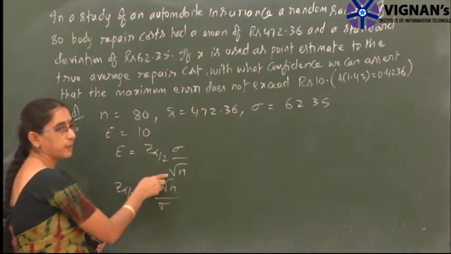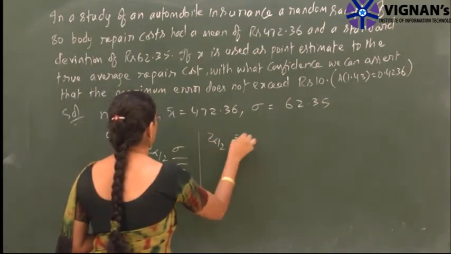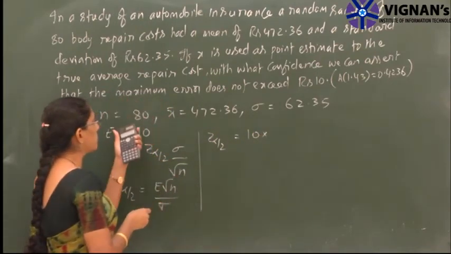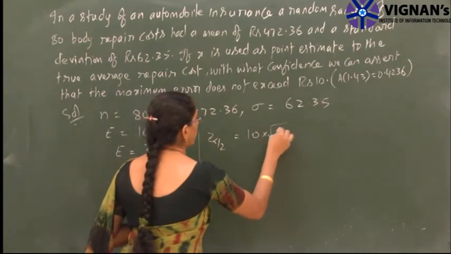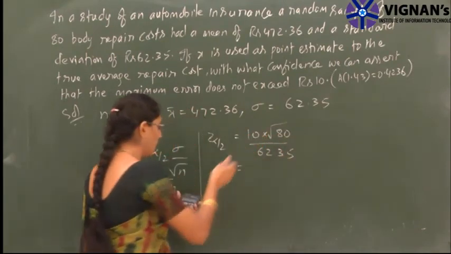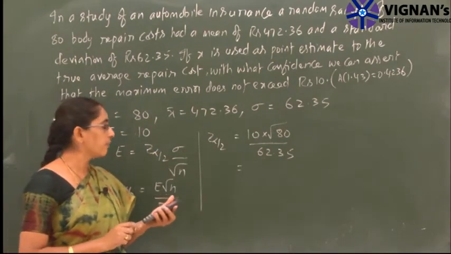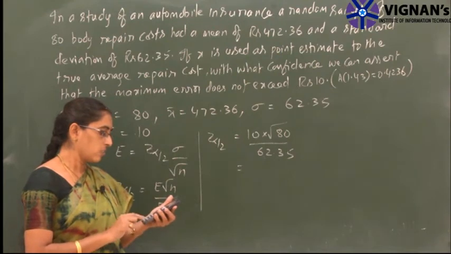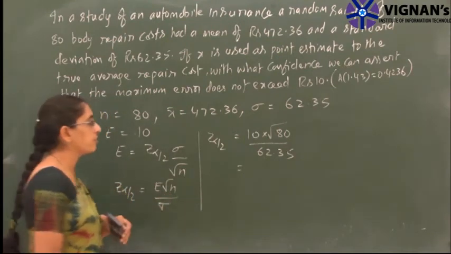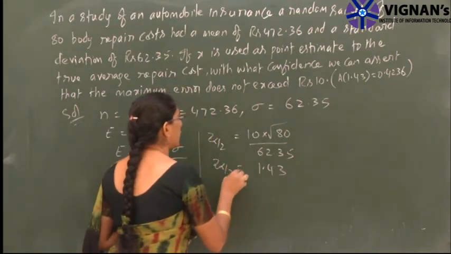So that means here z alpha by 2 is equal to e, which is 10, into root n, which is root 80, by sigma, which is 62.35 here. Now first find out the root 80. It is 8.94, into 10 divided by 62.35. It is 1.43. Okay, so this is the z alpha by 2.